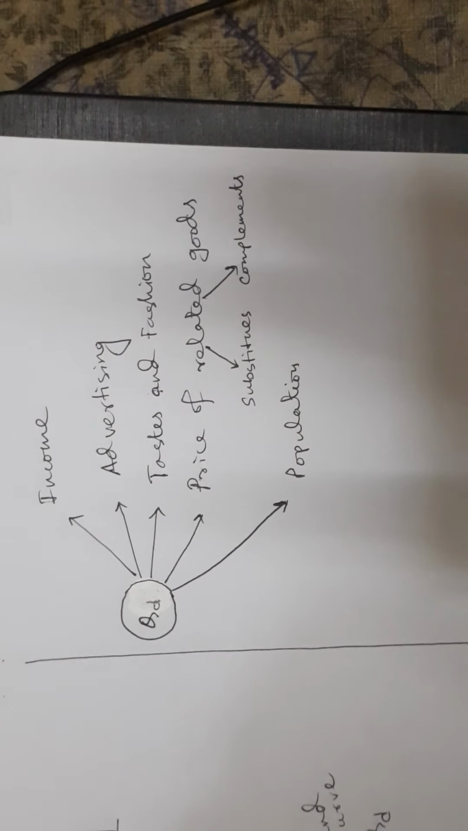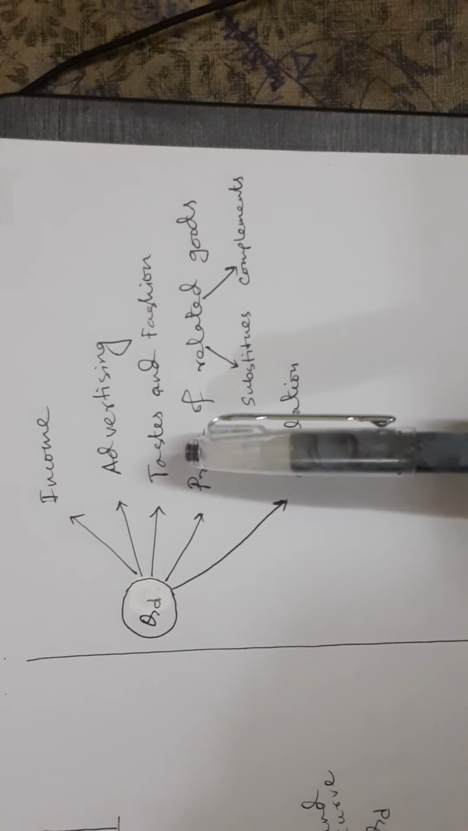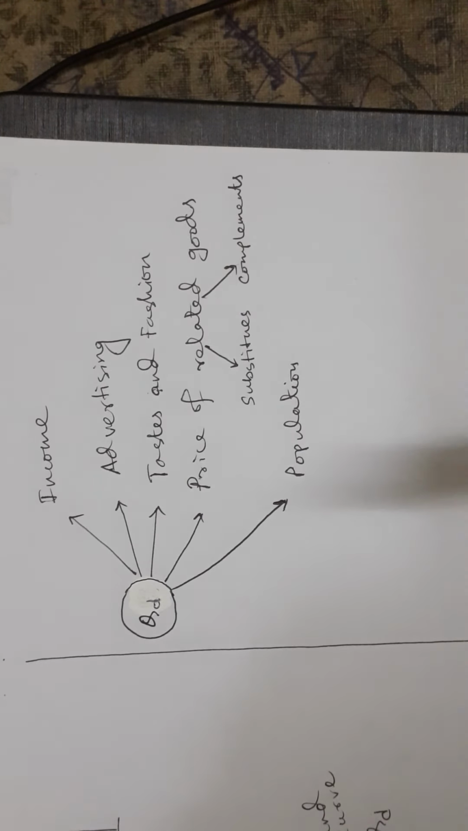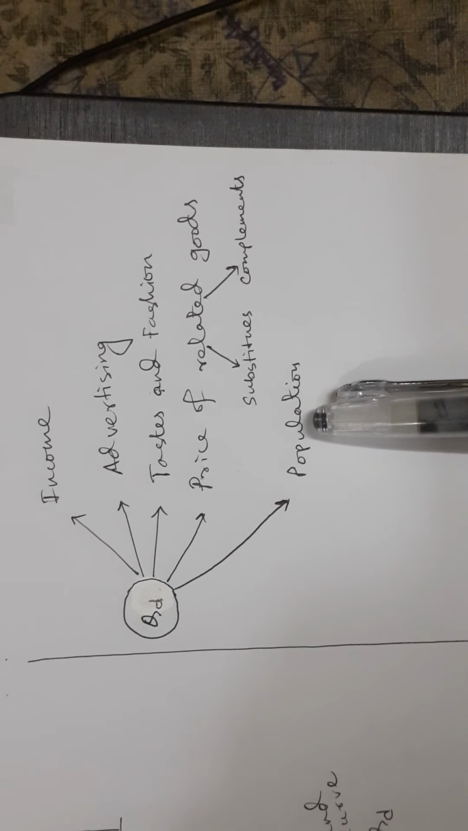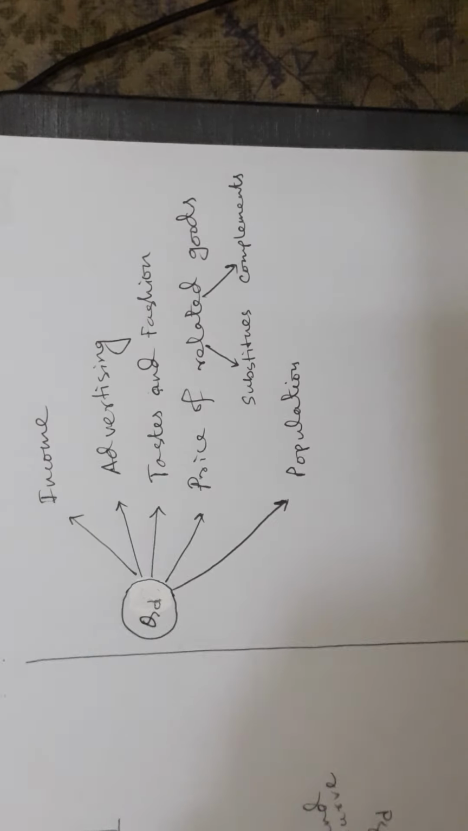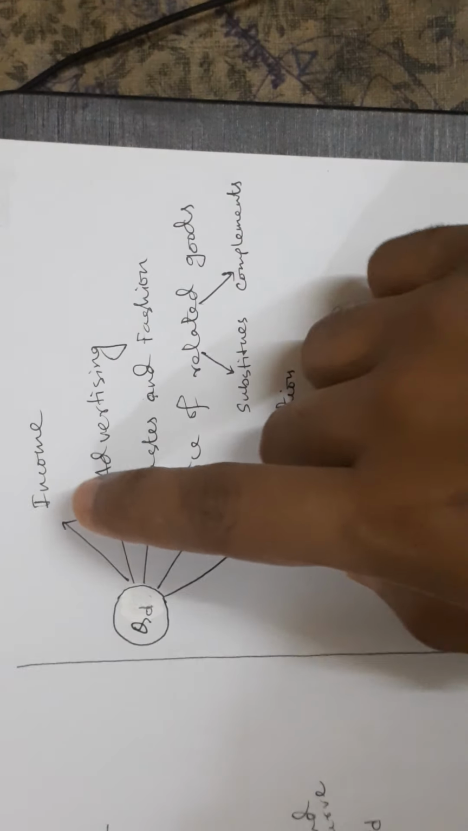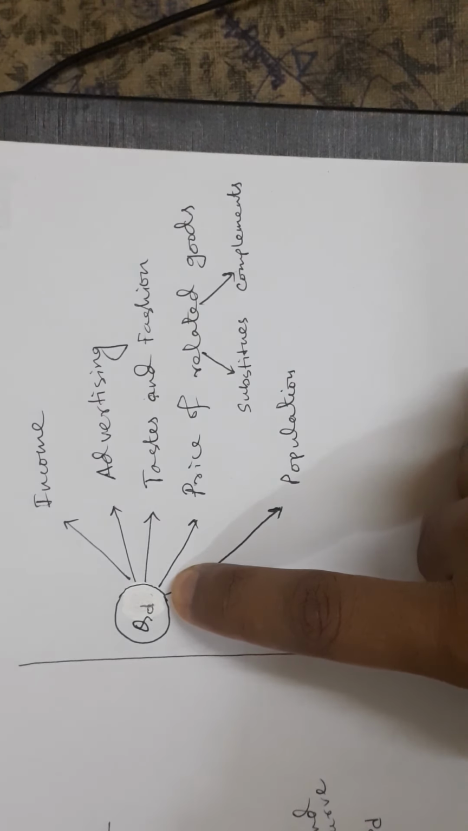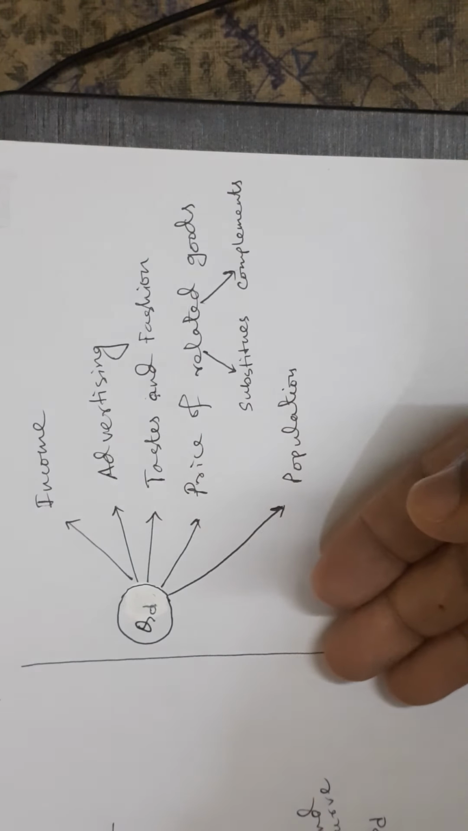Apart from price, one is income, another is advertising, tastes and fashion. Price of related goods. Related goods are of two types: one is substitute, another is complement, and finally it's population. In your book, it's written as demographic changes, and population is the same thing. So let's try to understand how these factors are related with demand and how changes in these factors change the demand curve.